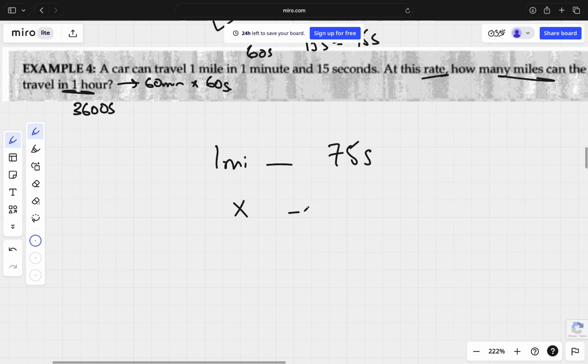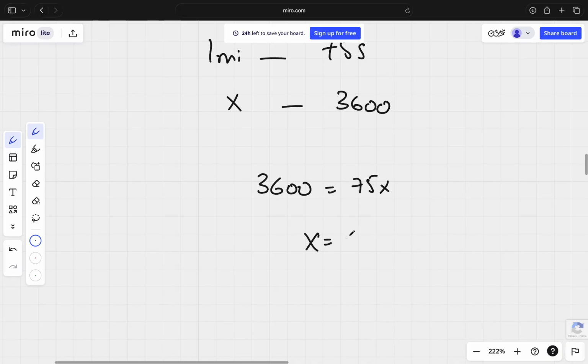So x miles in 3,600 seconds, or 1 hour. Cross multiply, you'll get 3600 is equal to 75x. 3600 divided by 75 is going to be 48.